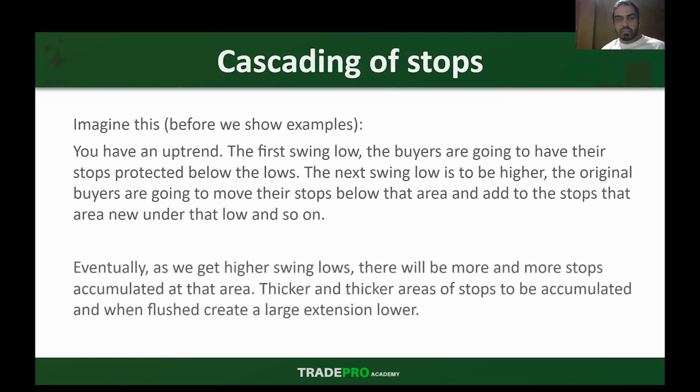Eventually, as we get higher swing lows, there will be more and more stops accumulated below those lows, thicker and thicker areas of stops. And when that flush happens, that's going to be a very large extension lower. You're going to see the accumulation of distributions as that happens.